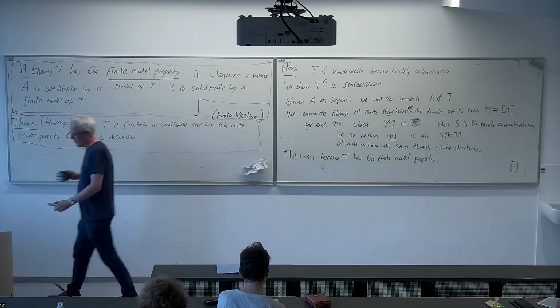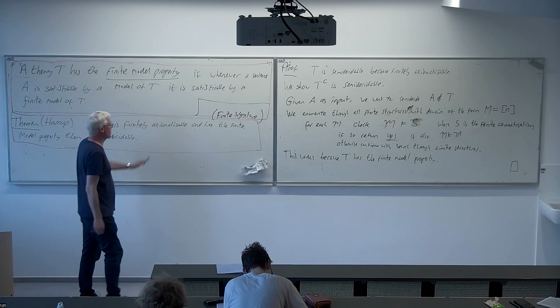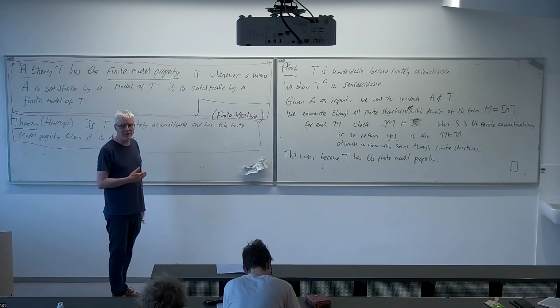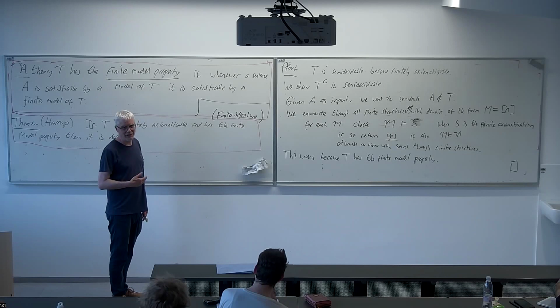Good. Okay, so that's Harrop's theorem. The first application of Harrop's theorem is the theory of the empty signature that we already did in the first lecture on quantifier elimination. It is easy to prove that it has the finite model property. And then we get another proof of the decidability of the theory with the empty signature.